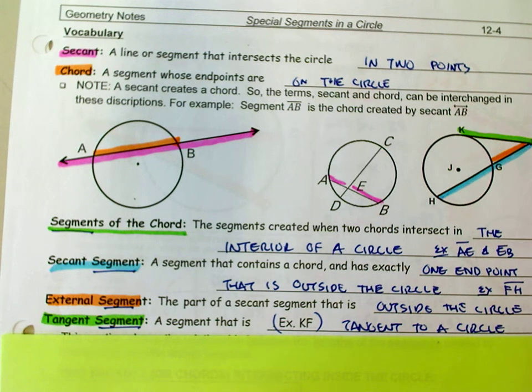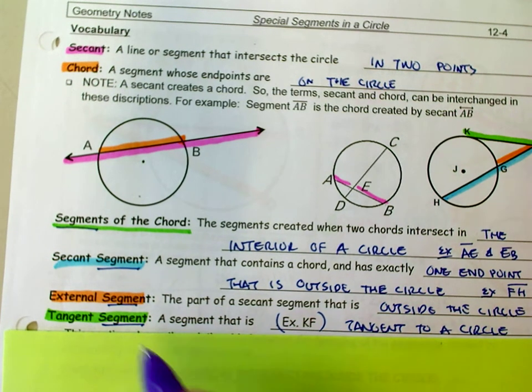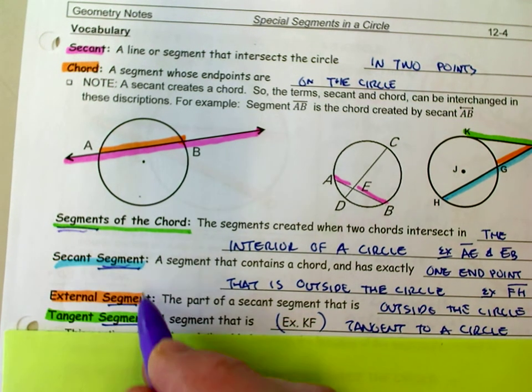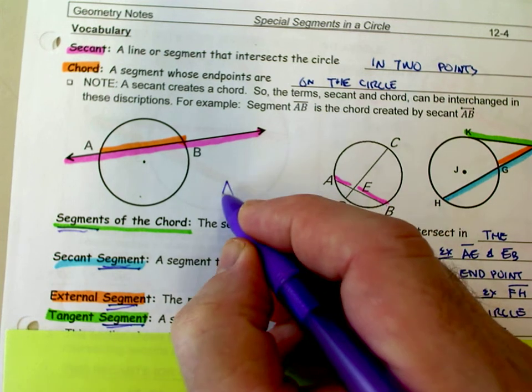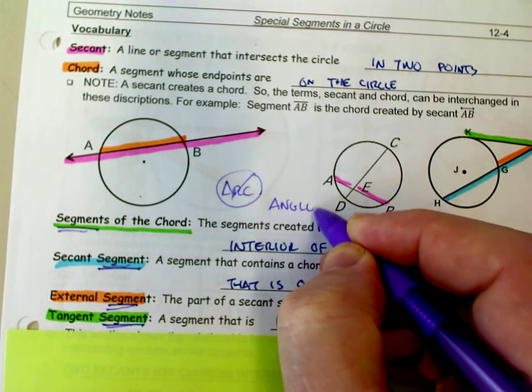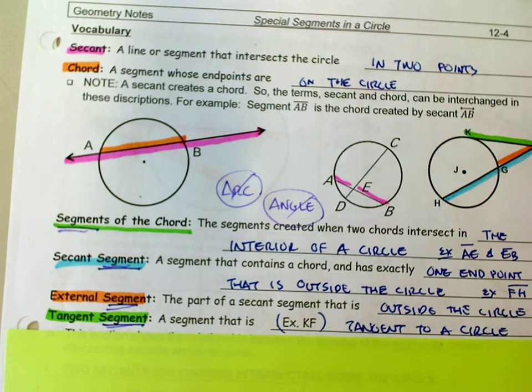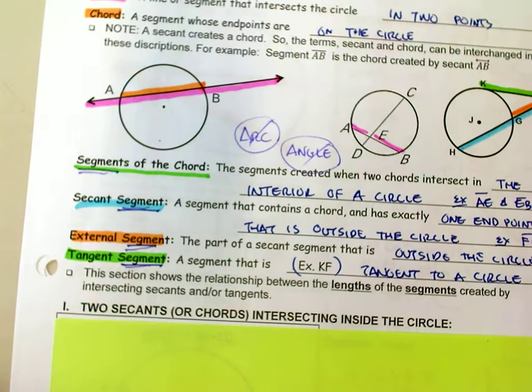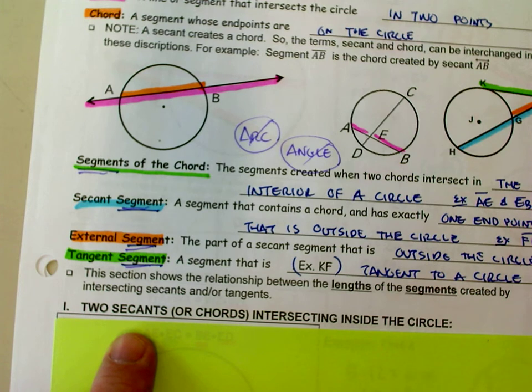Now, as we go through today's lesson, you're going to see we're dealing just with segments. There are no arcs. There are no angles. No arcs or angles in today's lesson. The pictures are going to look similar to what we've had the last 3 units, but not on this one. No arcs, no angles.